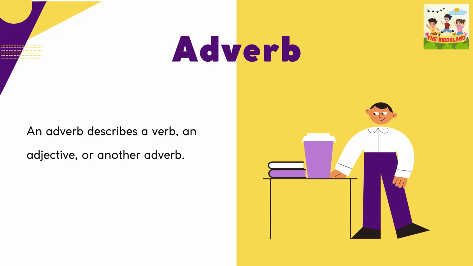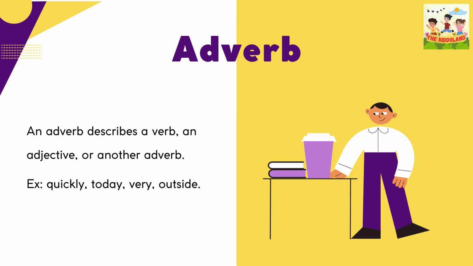An adverb describes a verb, an adjective, or another adverb. It tells us how, when, where, or to what extent something happens. Here are some example adverbs: quickly, today, very, outside.